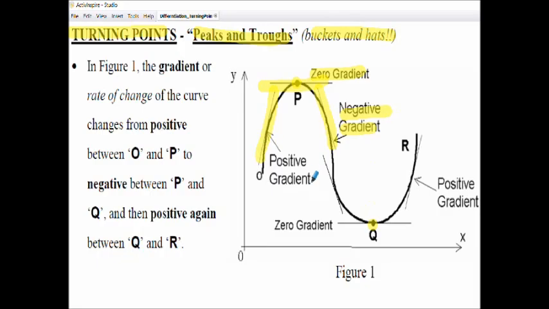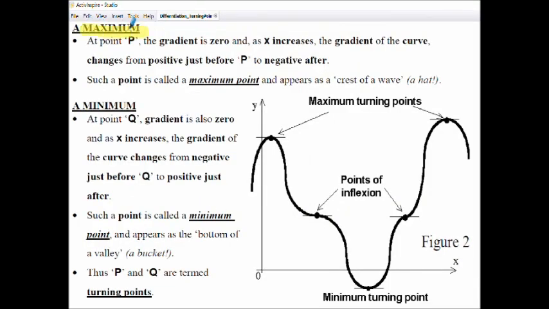If we look at point Q here and the gradients prior to point Q, we can see we have a negative gradient that is decreasing as we get to Q. At Q we have a zero gradient at the turning point itself, and as we go past Q towards R, the gradient then becomes a positive gradient. And this defines what's called a minimum. So when your gradient is decreasing in a positive sense and then increasing in a negative sense after a turning point, we have a maximum, and when it's decreasing negative prior to the turning point but increasing positive afterwards, we have a minimum.